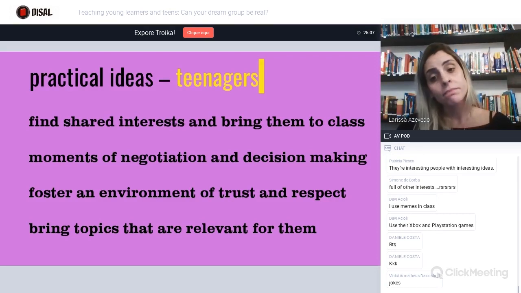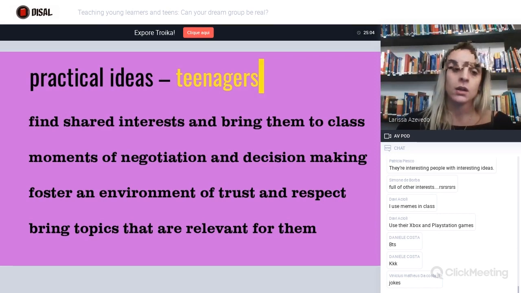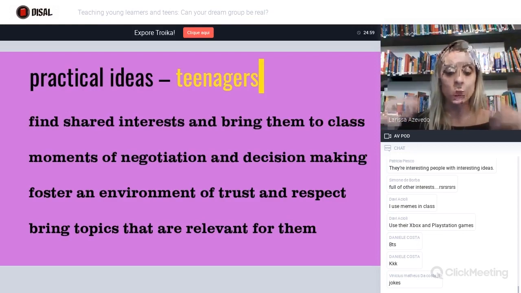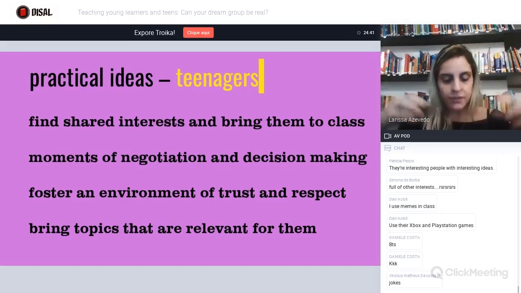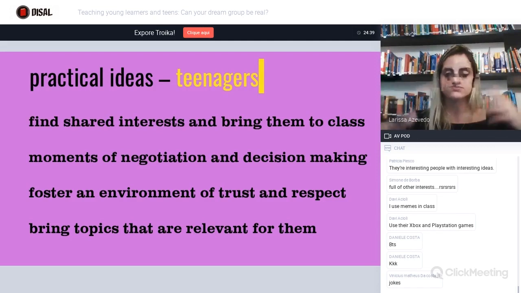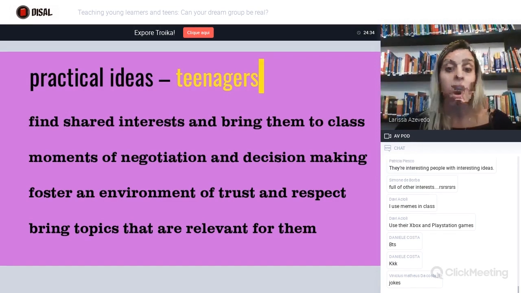And bring topics that are relevant for them. Well, as we talked before, they are self-centered. They're still developing the ability to relate to others and to put themselves in someone's shoes and to see things from other people's perspectives. So it's much easier to get them involved and interested in topics that are relevant for them, because at this point they are naturally more self-centered and focused on what is important for them. So this will help to engage and to involve them in the activities.